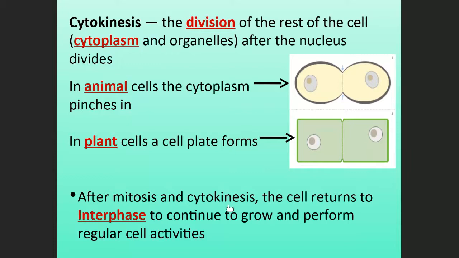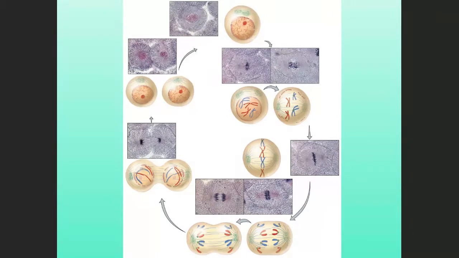After mitosis and cytokinesis, the cell returns to the interphase stage to continue to grow and perform the regular cell activities, just like from this G1, S phase and G2 phase. Okay, if we go through the complete life cycle of the mitotic stage, see here, this one is the original one, and you see, with the help of an electron microscope we can see it here.